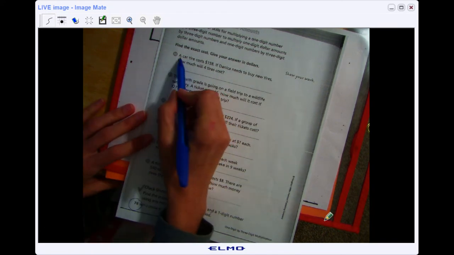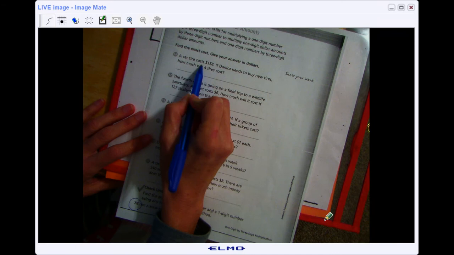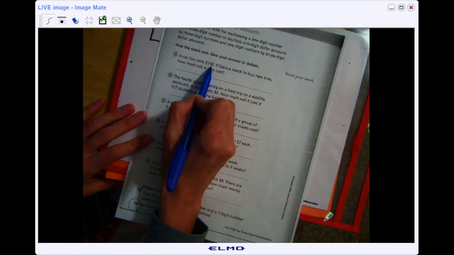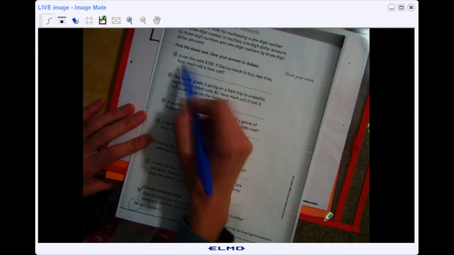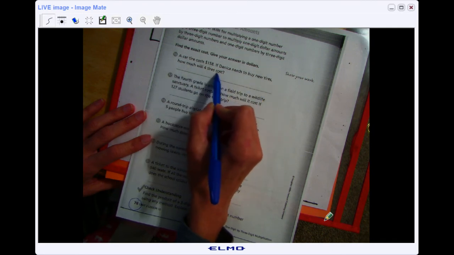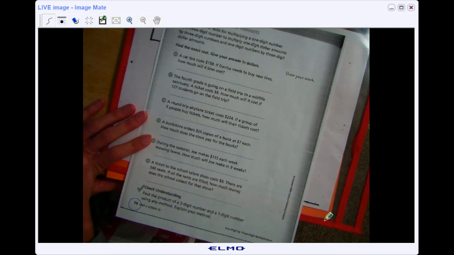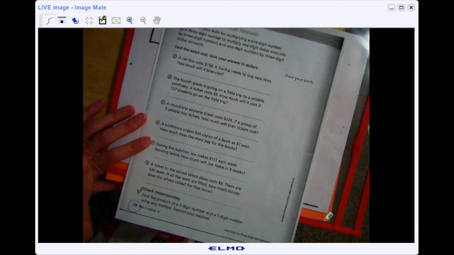Number 16 says, a car tire costs $158. If Danica needs to buy new tires, how much will 4 tires cost? Okay, so we're going to visualize that. Can you picture Danica's car? She needs new tires. A tire costs $158.